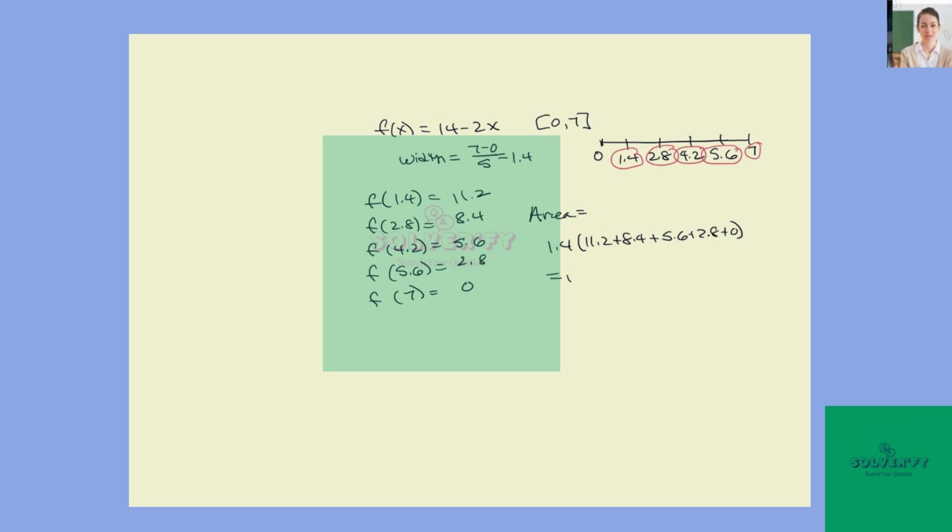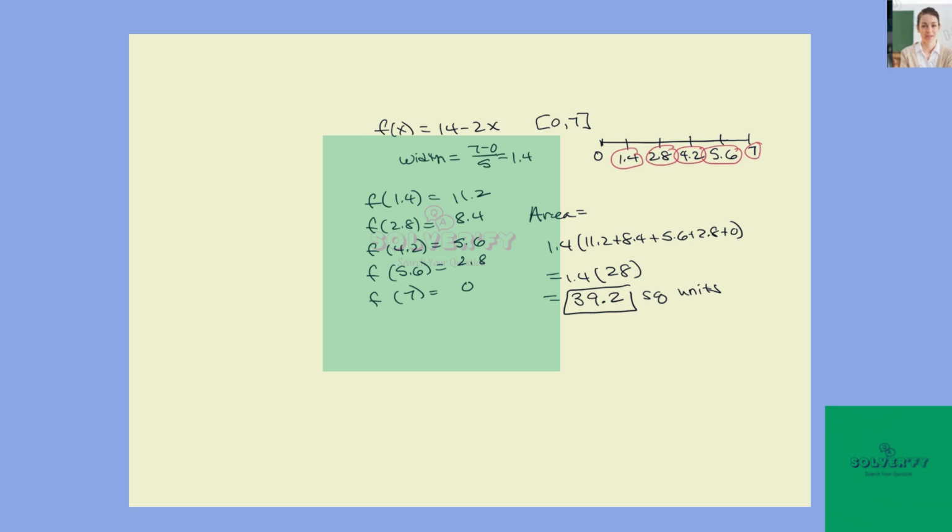So that's going to be 1.4 times, now let's add those heights, 11.2 plus 8.4 plus 5.6 plus 2.8, that gives me 28 times 1.4 is about 39.2 square units.